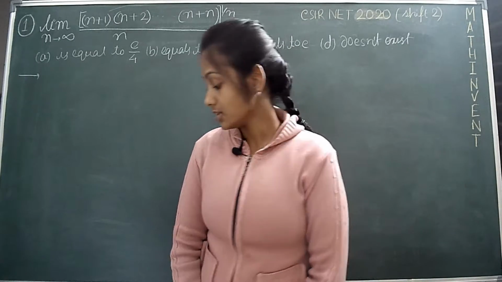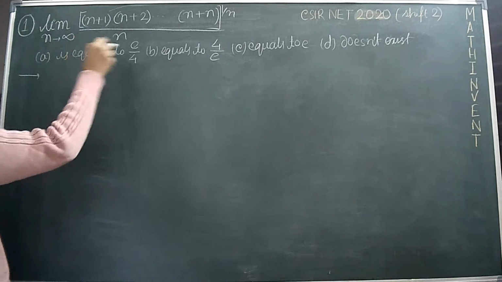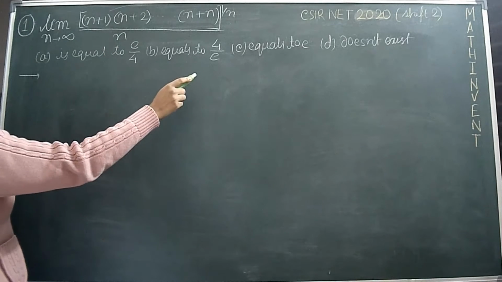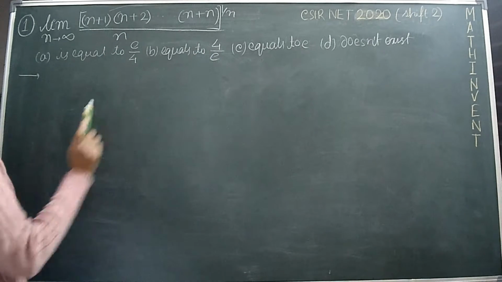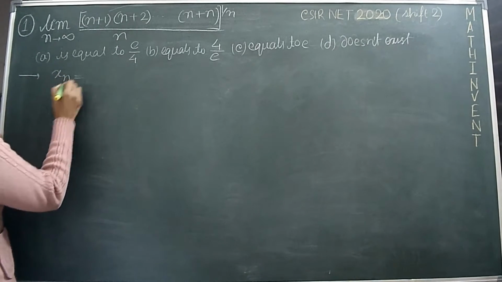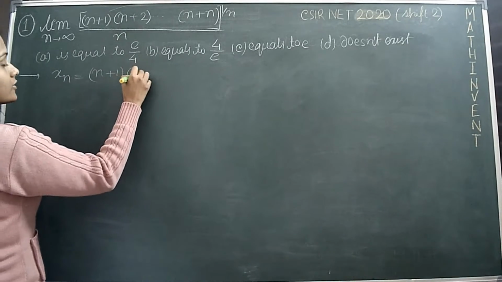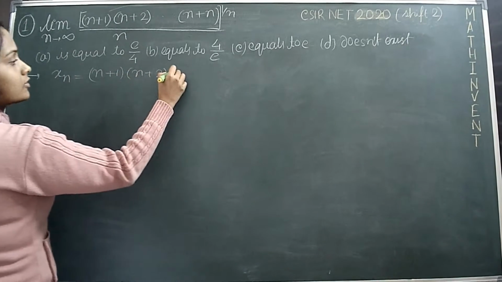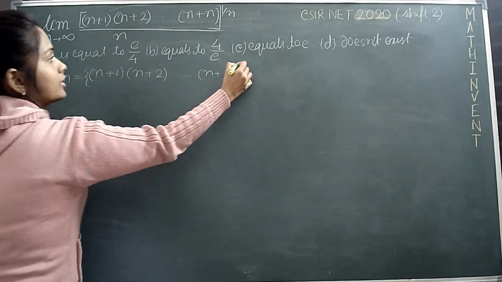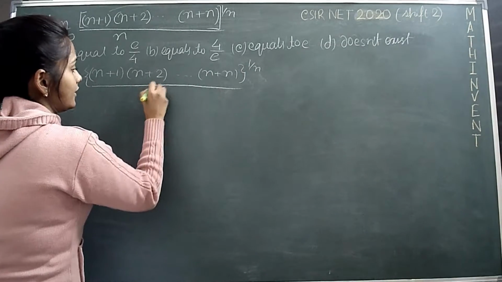So let's get started. The first question here is asking about the limit of this sequence. Either it is equal to e by 4, 4 by e, or it doesn't exist. So let xn be this sequence, xn equals n plus n, whole power 1 by n, divided by n.